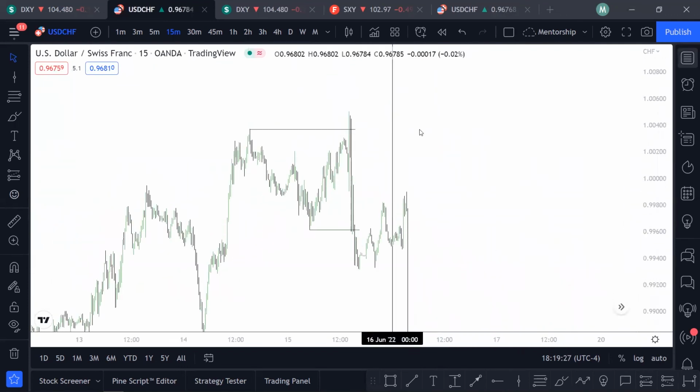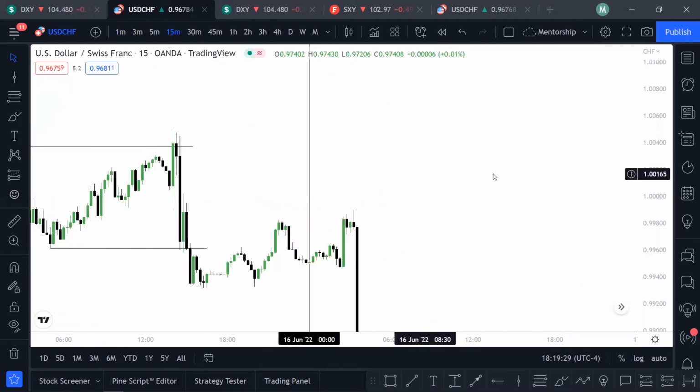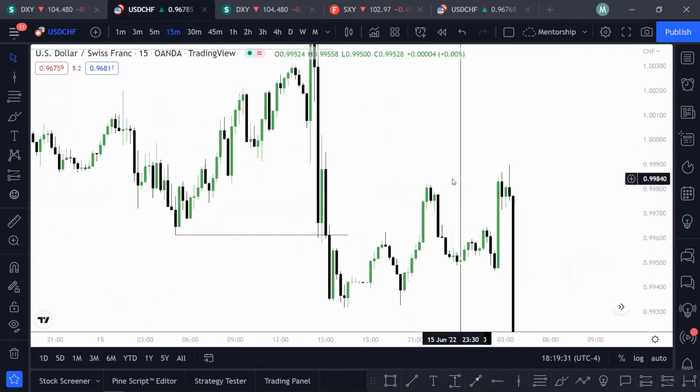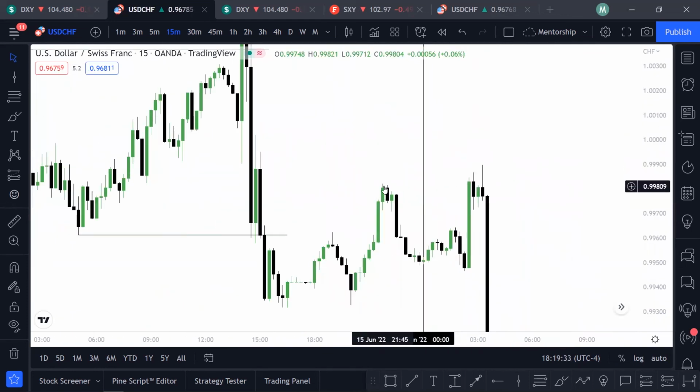Let's first look at the entry before we measure the pips. Above this high, it's my entry, or maybe in this imbalance, past midnight. Past midnight. Okay, you can use this imbalance for entries. There is no problem with that. But past midnight, see what happened.